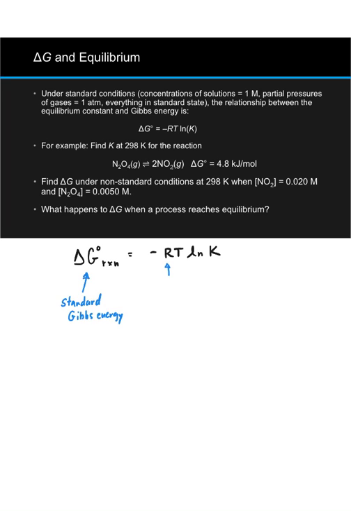R is the ideal gas constant, given with a value of joules per mole per Kelvin, or kilojoules per mole per Kelvin. T is therefore our Kelvin temp, and K is our reaction equilibrium constant.